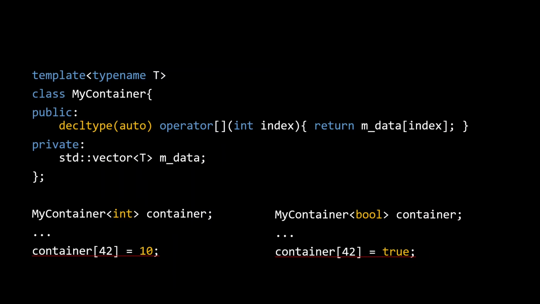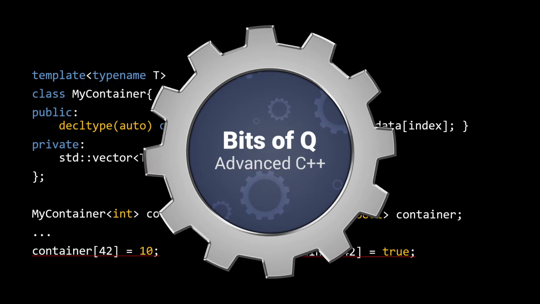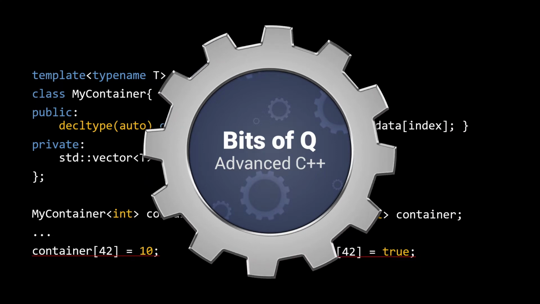This simple example shows how you can run into problems with type deduction when writing generic code, and how tricky it can be to find the correct solution. That's why in this two-part video I'll explain everything you need to know about type deduction. My name is Quirijn, and you are watching a Bits of Q Advanced C++ tutorial.